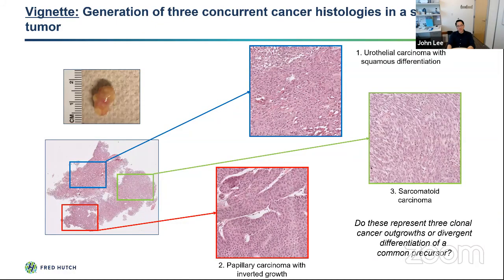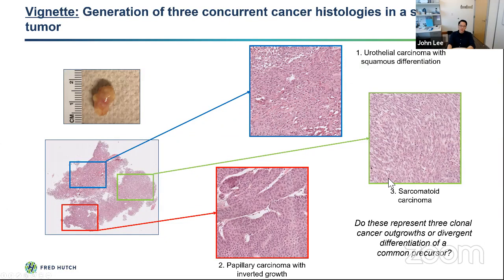I'm going to share with you today just one vignette of the type of data that we're able to generate with this system. Using the pool introduced into these mouse urothelial organoids and then transplanted into mice, we have generated several tumors. This is one tumor in which we can identify 3 concurrent cancer histologies, and these are clinically relevant. In this region of the tumor, you can see papillary carcinoma with inverted growth. In this region, you can see urothelial carcinoma with squamous differentiation. And here, you can see sarcomatoid carcinoma.